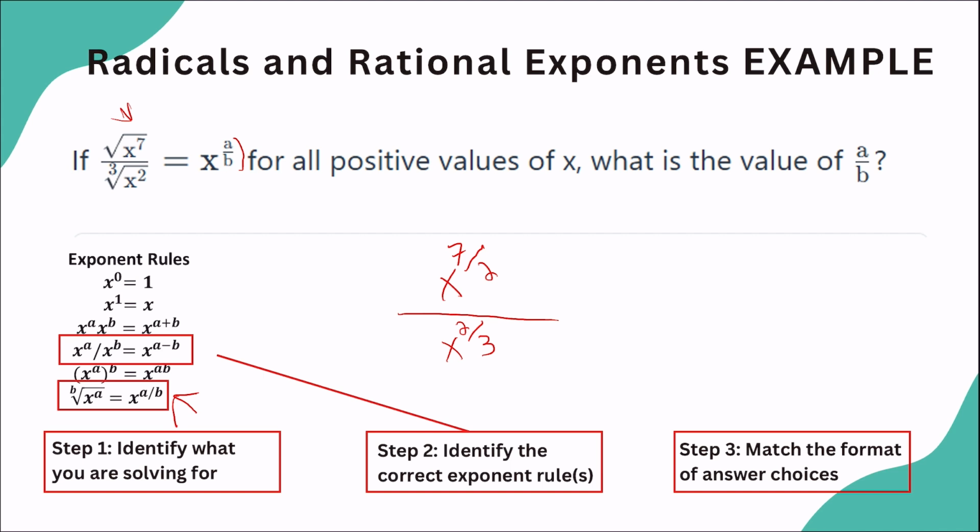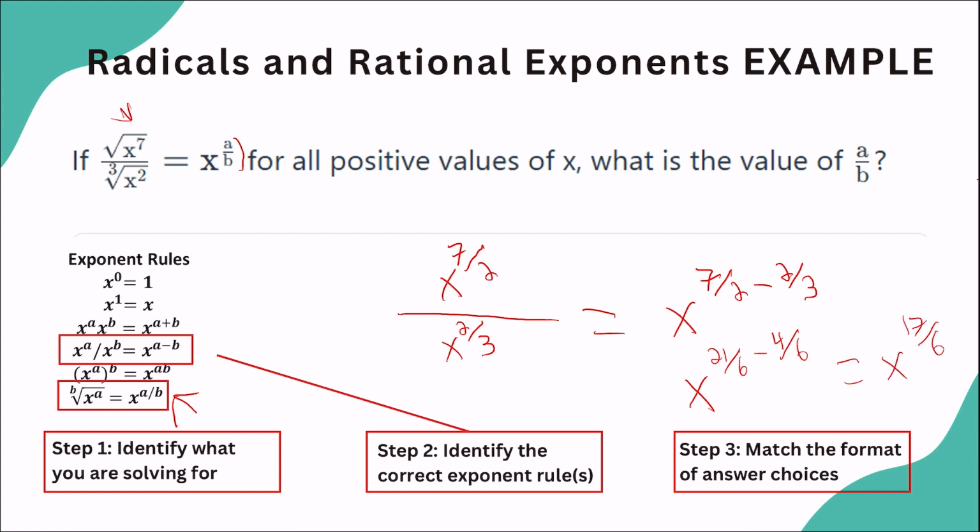Now we can use our fourth exponent rule. We're dividing two bases that are the same. So since we're dividing these bases, the exponents get subtracted. So we can consolidate this to x to the 7 halves minus 2/3. And we need to make common denominators so we can subtract these and make them one term like our answer. And so I'm going to make them sixths. So 21/6 minus 4/6.